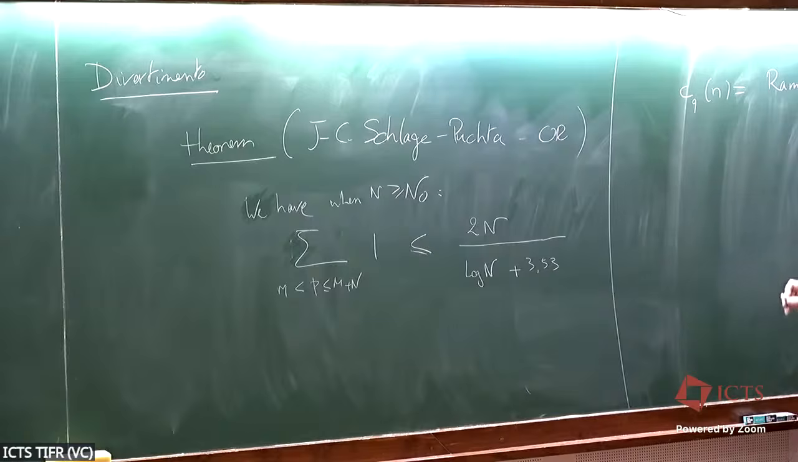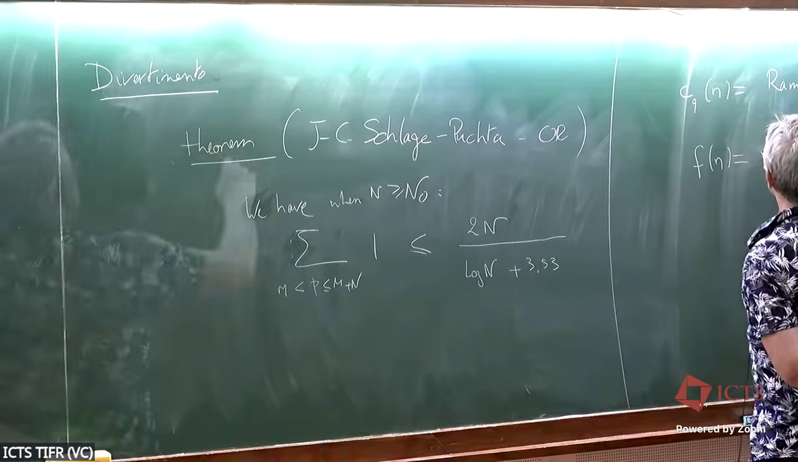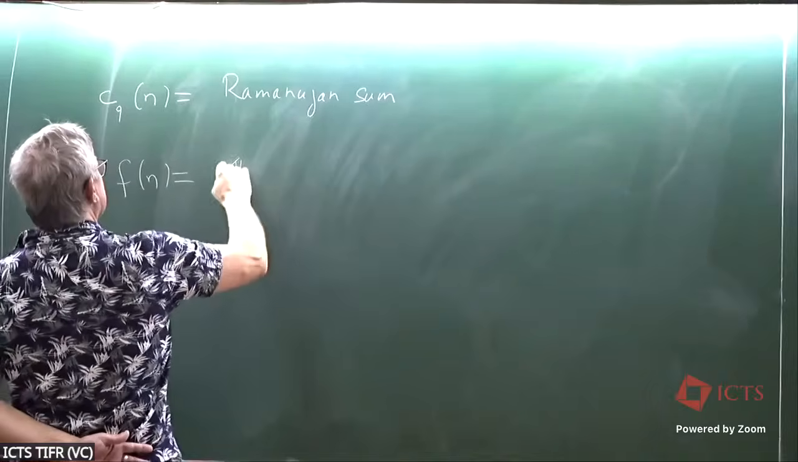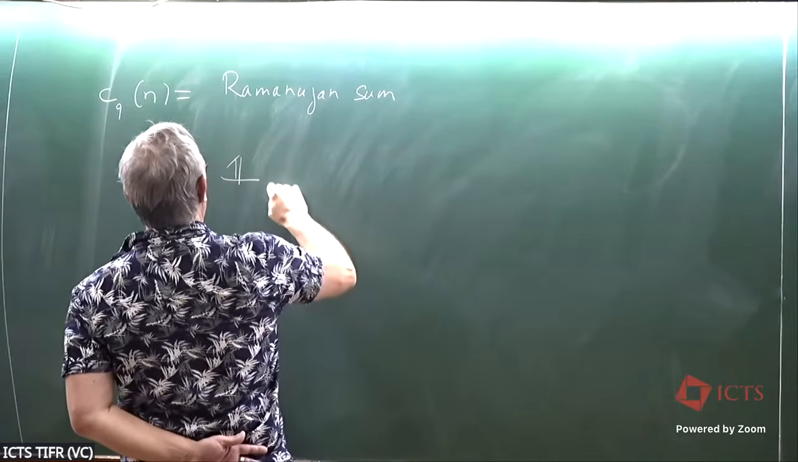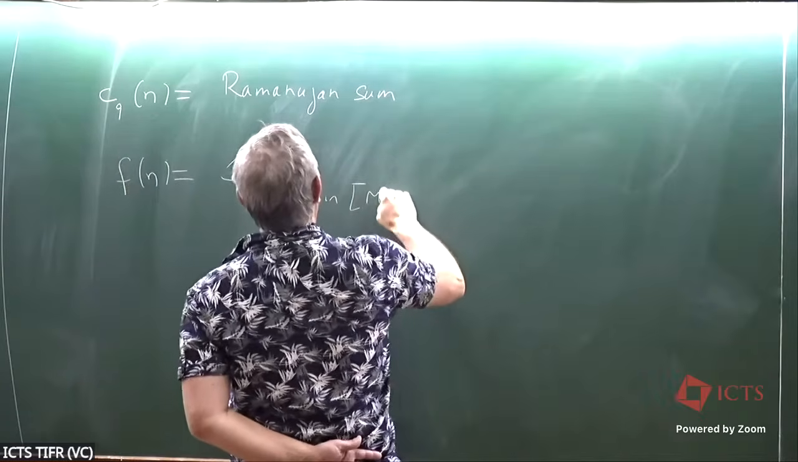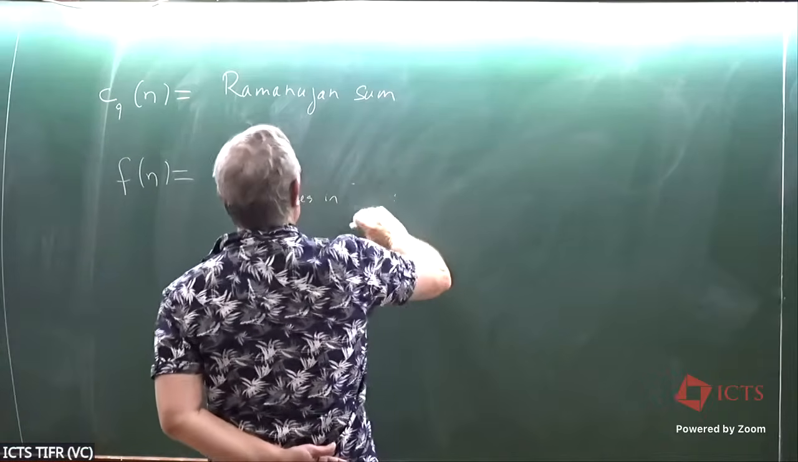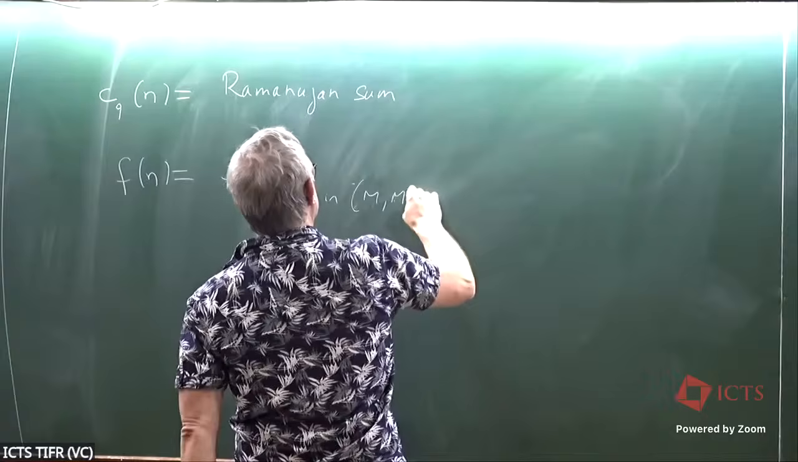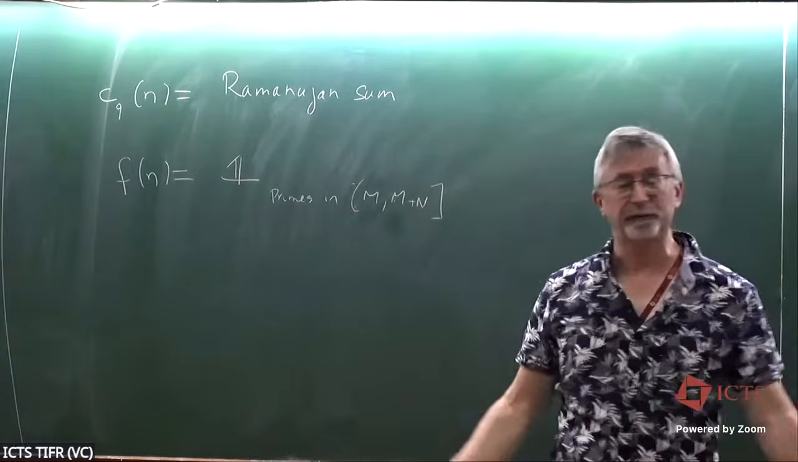I already showed how you can use that. And f of n, you see, is going to be the characteristic function of the primes in my interval m plus 1 to m plus n. That's the kind of thing we want.